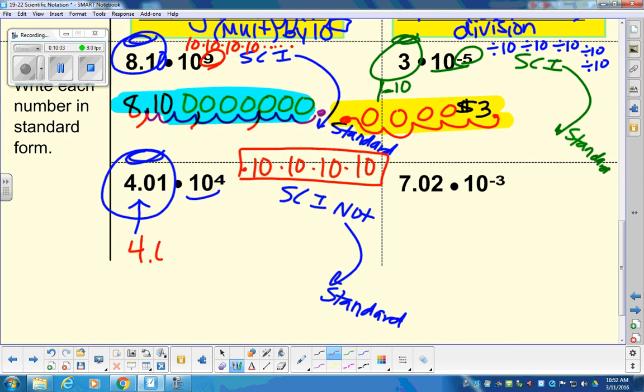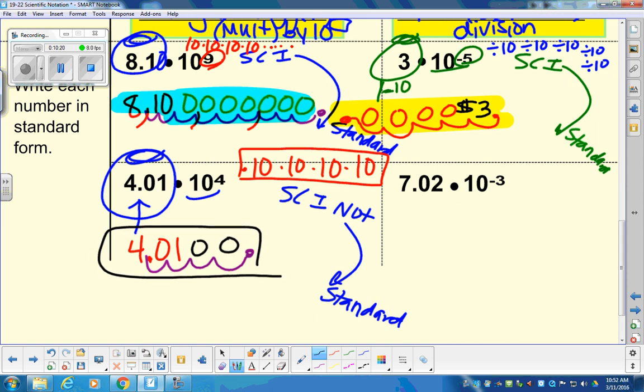So we have 4.01. When we multiply that by 10 four times, that decimal has to go to the right. That's the only way to make that value bigger by factors of 10. So we're going to go 1, 2, 3, 4, and lock it in. As we do that, we end up with this as our answer. If we represent it with a comma here, we have 40,100. 40,100 would be our answer there.